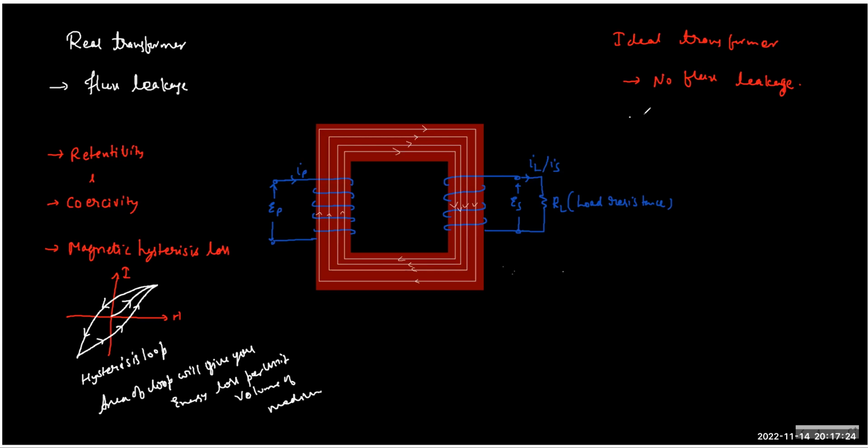Now in an ideal transformer, what do we assume? No loss. There is no such loss which we assume. Now, because you're wrapping a large number of turns of wire, that wire will also offer some resistance, correct? Therefore, some heat should be produced in the coil itself.